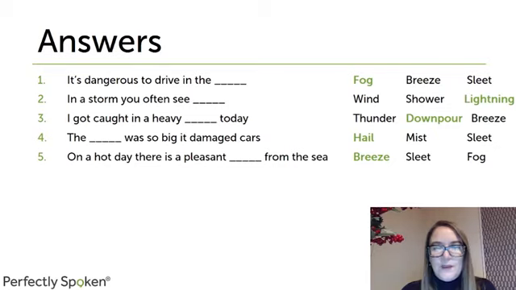Okay, are you ready to check? Let's have a look at the first 5 together. Okay, so number 1, it's dangerous to drive in the fog. Number 2, in a storm, you often see lightning. Number 3, I got caught in a heavy downpour today. Number 4, the hail was so big it damaged cars. Number 5, on a hot day, there is a pleasant breeze from the sea.